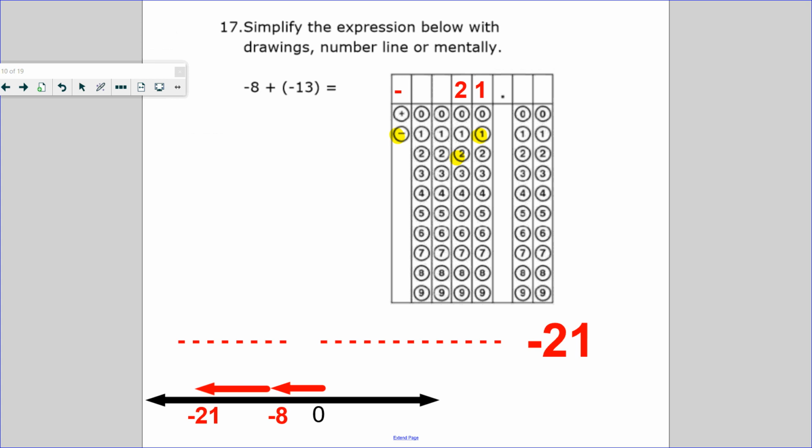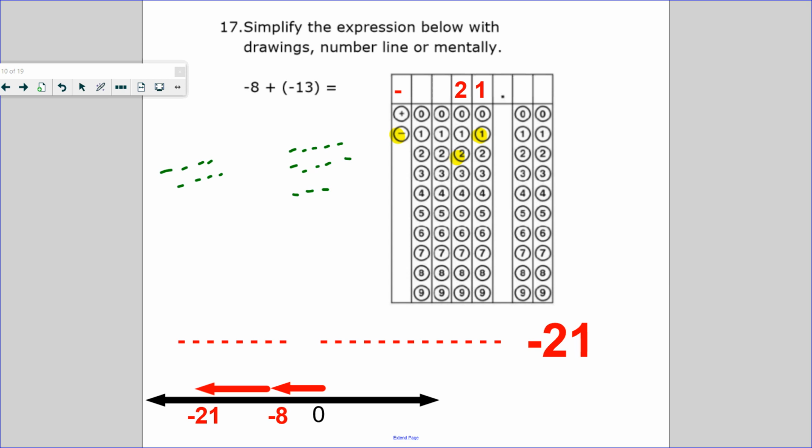And so it's number 17. I think this is the last question. Yes, it is. So number 17. So we have 8 negatives. 1, 2, 3, 4, 5, 6, 7, 8. You add it to 13 negatives. Do you see any 0 pairs here? Does anything cancel out here? No. So that is 21 negatives.